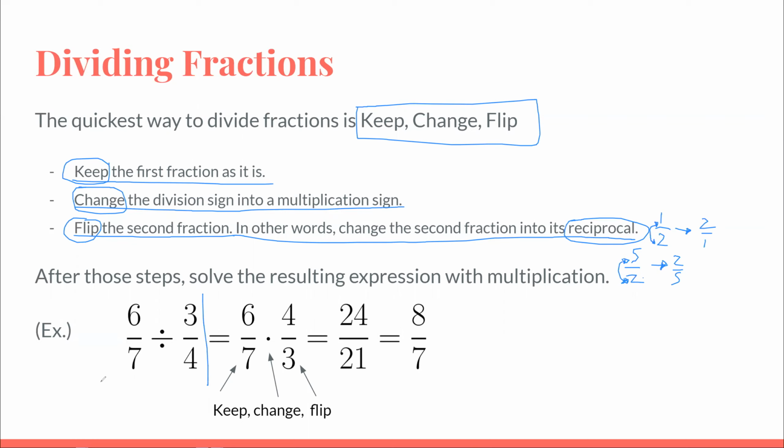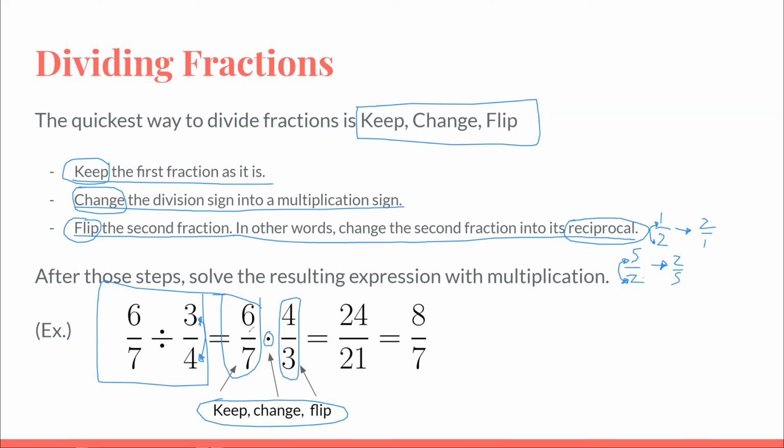So let's say you're given 6 upon 7 divided by 3 upon 4. You would use the keep, change, flip method. So what you would do is you would keep the first fraction, 6 upon 7, change the division sign to multiplication. But when you do that, you have to make sure to flip this into its reciprocal, 4 upon 3. As you can see, 3 and 4 flipped with each other right there.